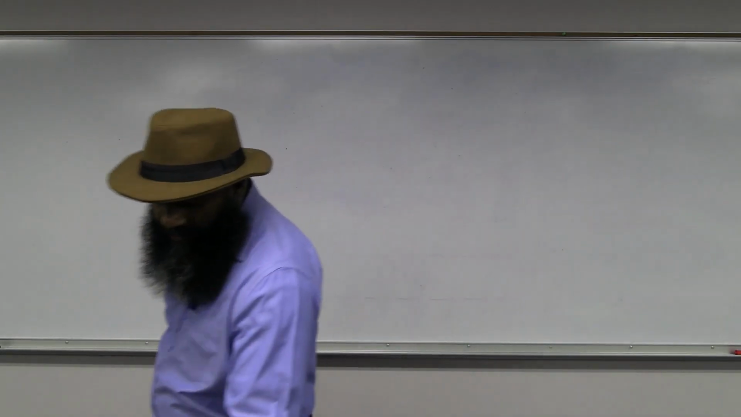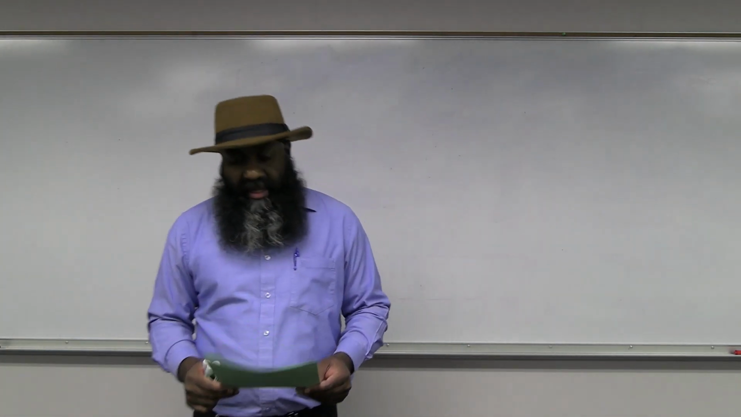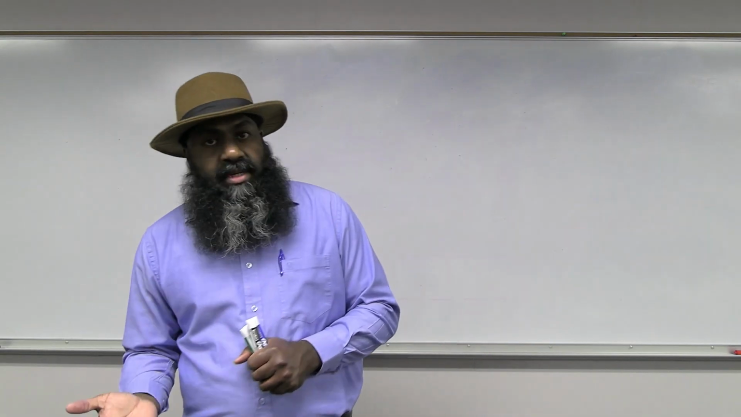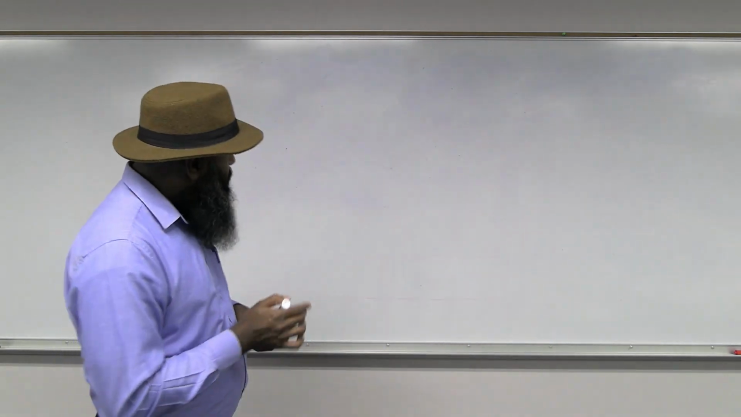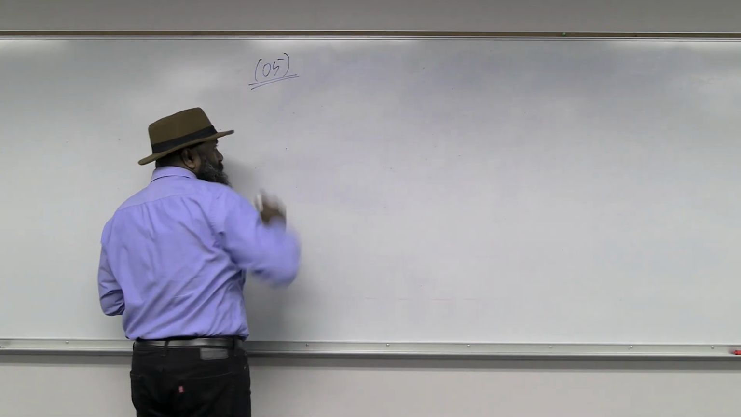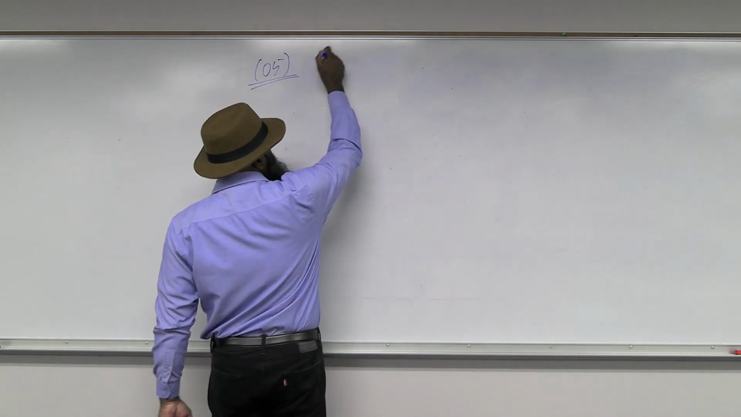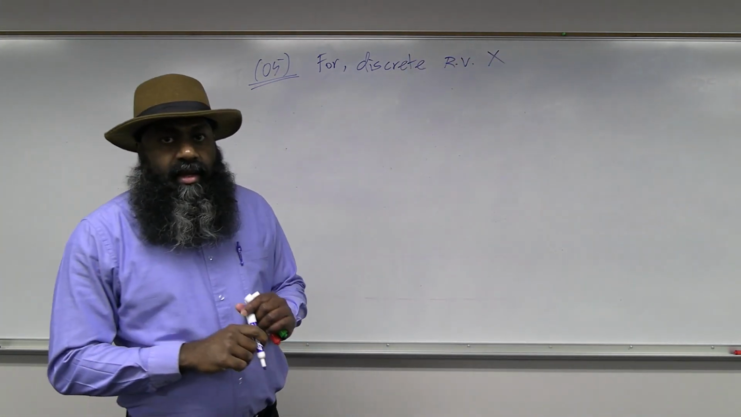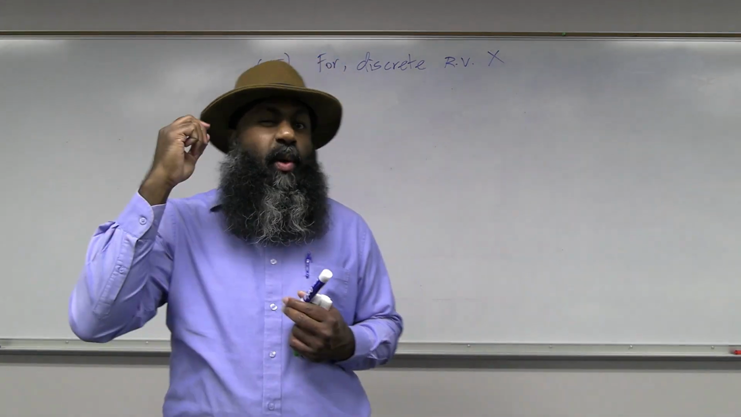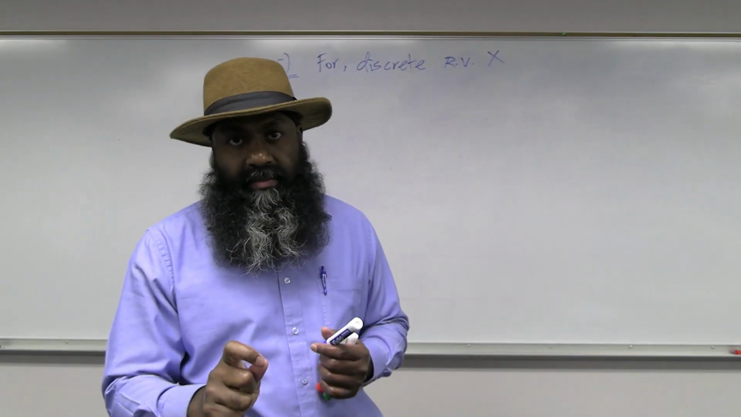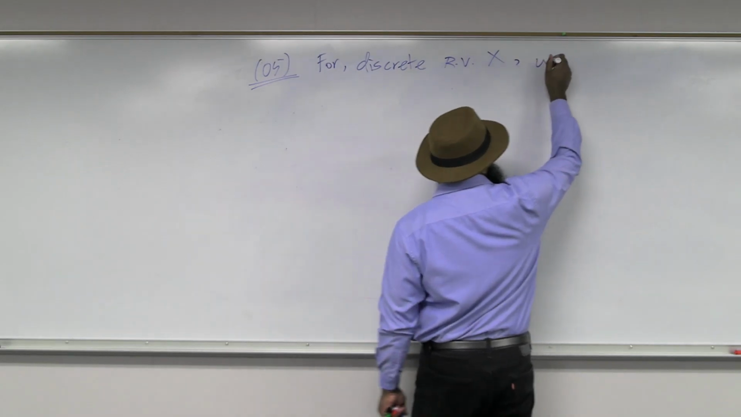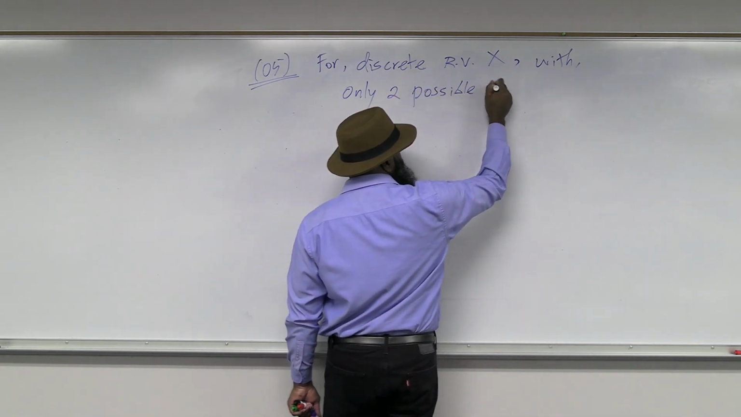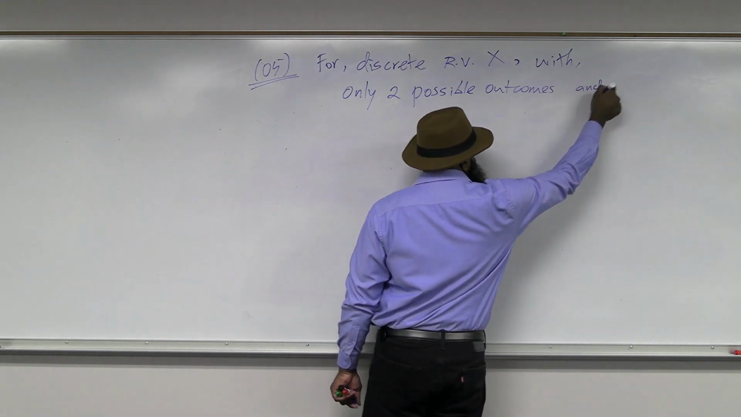Let's go to point number 5. The Bernoulli distribution. The Bernoulli distribution is the simplest probability distribution on Earth. And the Bernoulli distribution is also for discrete random variables. What kind of discrete random variables? This is for a discrete random variable x with some special characteristics, which has only 2 possible outcomes and only 1 trial.